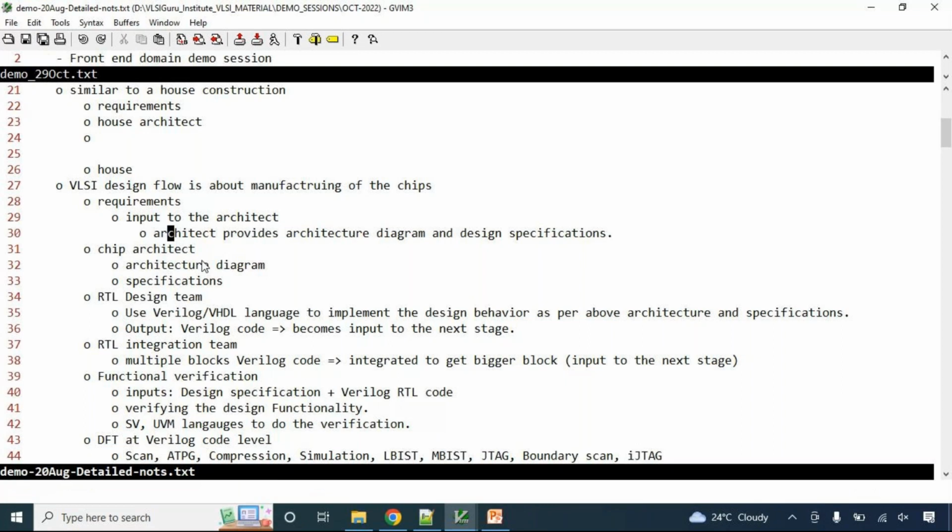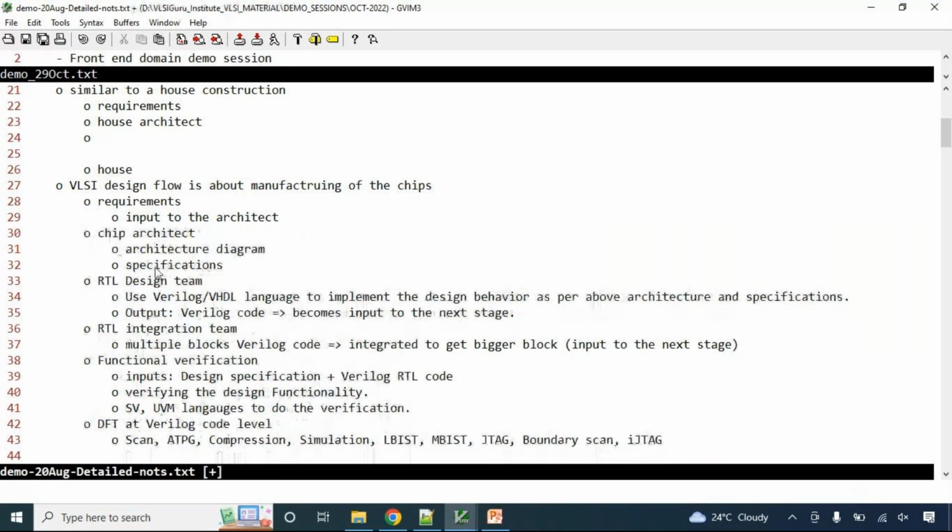So you will give the architecture diagram and the design specifications. What is the input to him? The input to him is the requirement. So, like I said here, the input to the architect is requirements. Then the architect will give these things. Then these things are given to whom?